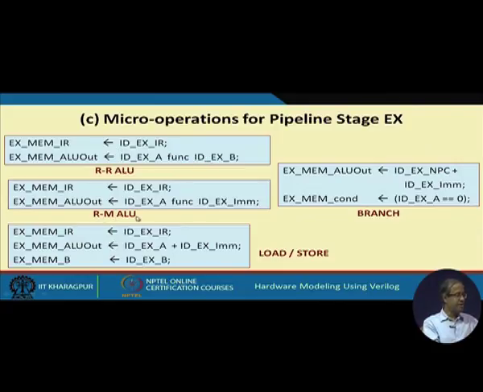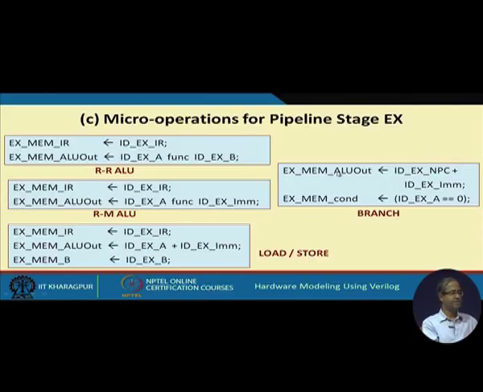Similarly, for register-memory ALU, IR is copied, and here instead of B it is IMM. For load-store, IR is copied, this A is added to the immediate data to compute the effective address, and B is also copied, because for the store instruction this B will be stored. So, B also you need to copy forward, so that in the MEM stage you can execute the store instruction.